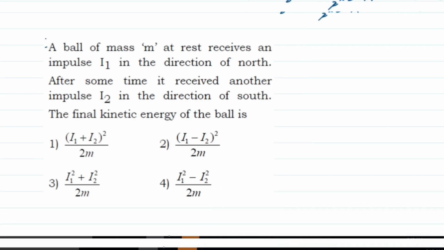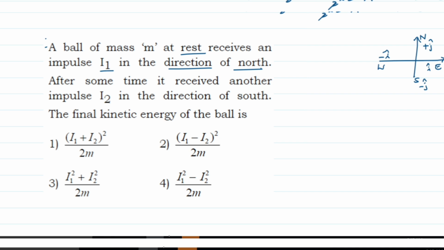A ball of mass m at rest receives an impulse I1 in the direction of north. Here you can see the Cartesian coordinates, dear students. This is north, and this is south, and this will be the east, and this will be the west. Along the east direction, the Cartesian coordinate is along i cap, so along the west direction it is represented as minus i cap. North is taken as plus j cap, and towards south is taken as minus j cap.